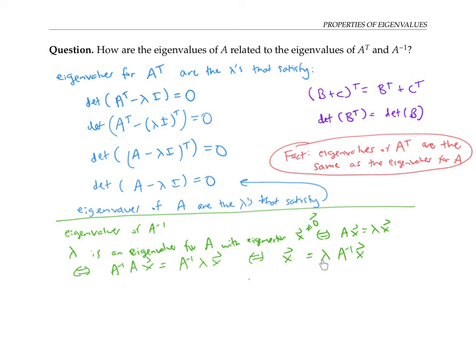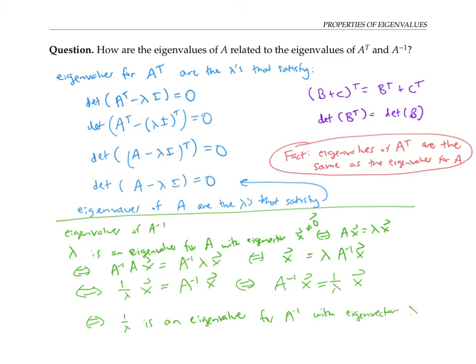Notice that our lambda cannot be 0, because if it were, this whole right side would be 0, and therefore our x vector would be 0, and it wouldn't be a legitimate eigenvector. Since lambda is not 0, it's possible to multiply both sides of this equation by 1 over lambda. But wait, that's just the equation that x needs to satisfy to be an eigenvector for A inverse with eigenvalue 1 over lambda. Maybe it'll be a little more clear if I switch the order: A inverse x equals 1 over lambda x. So this is true if and only if 1 over lambda is an eigenvalue for A inverse with eigenvector x.